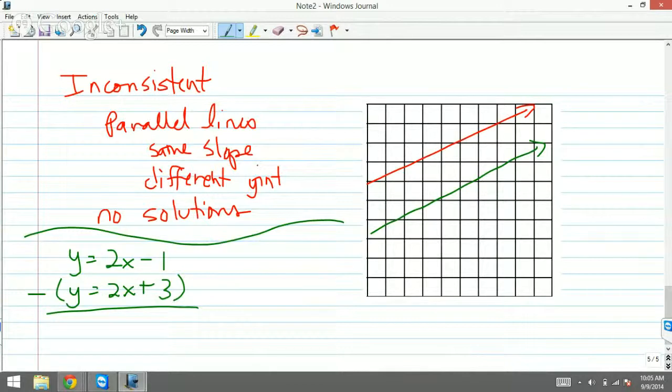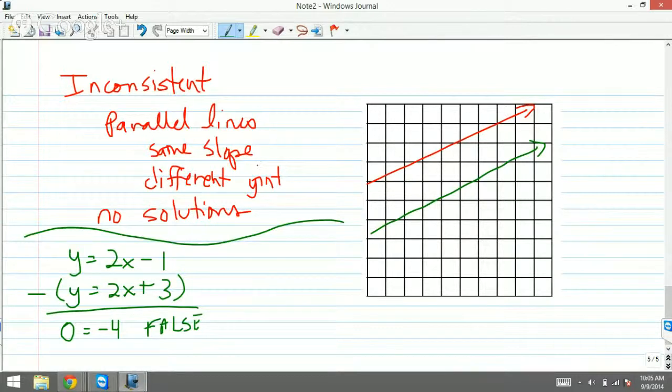Okay, so let's finish here. Two equations with the same slope but different y-intercepts. I'm going to get something if I do elimination like that, which is a false statement, right? If I get some sort of a false statement, like 0 equals 10, I know that we have an inconsistent system with parallel lines. There are no solutions.